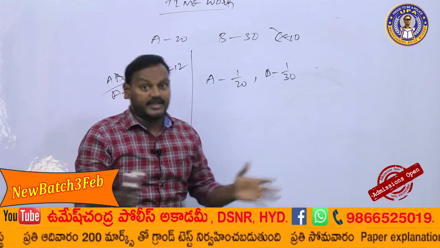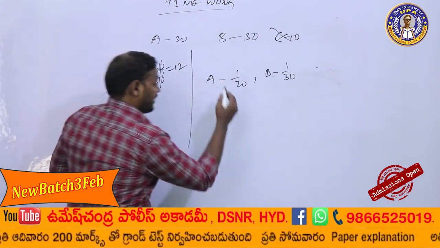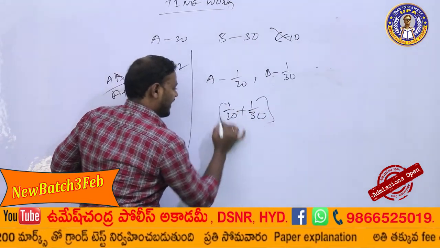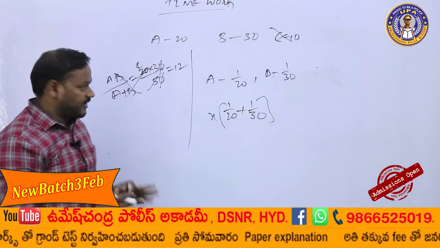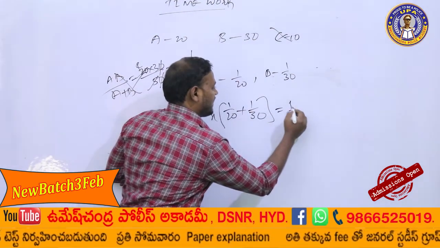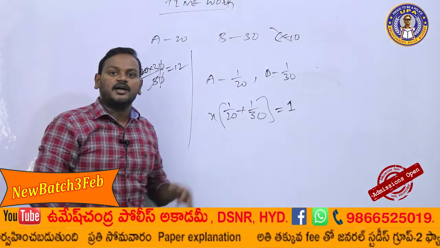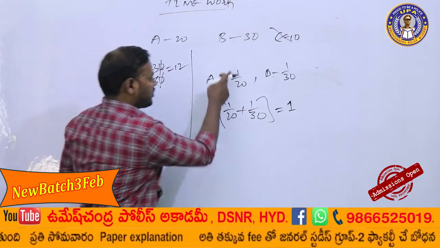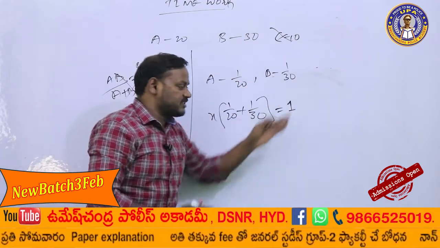If they work together, A's one day work will be 1 by 20, B's one day work will be 1 by 30, into some X days. Because it is a conventional approach, some X days will give one particular work. This is called the traditional approach, the X procedure. Once again, 1 by 20 is nothing but A's 1 day work, 1 by 30 is nothing but B's 1 day work.